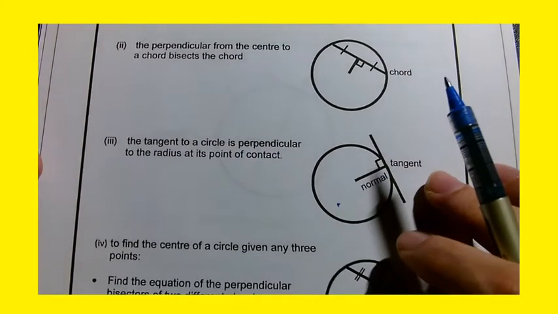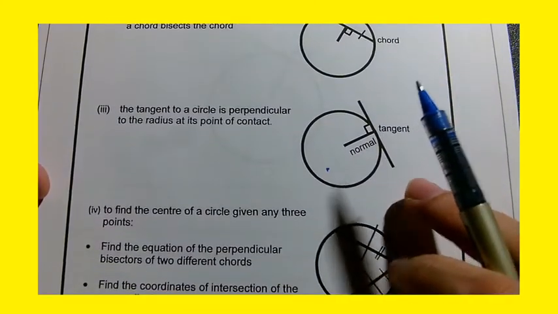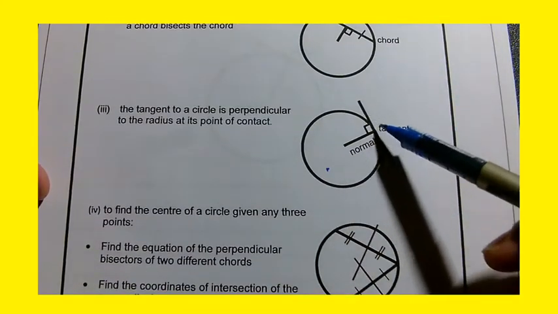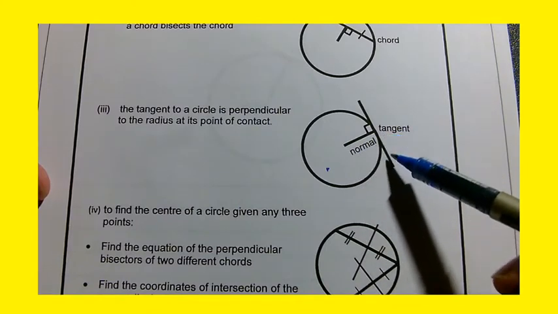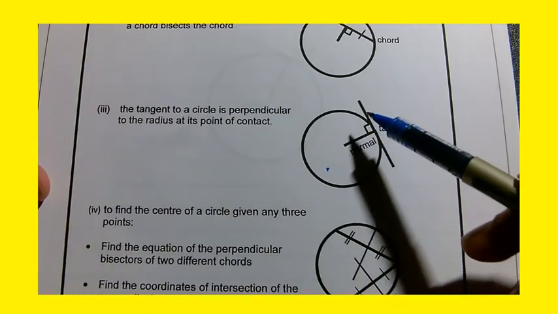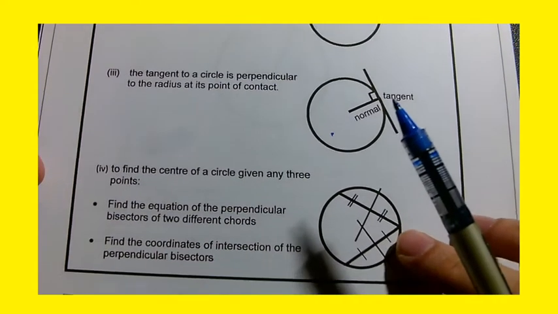And this one is quite important here. The tangent to a circle is perpendicular to the radius at the point of contact. Okay, so a tangent to the circle is always perpendicular to the radius.